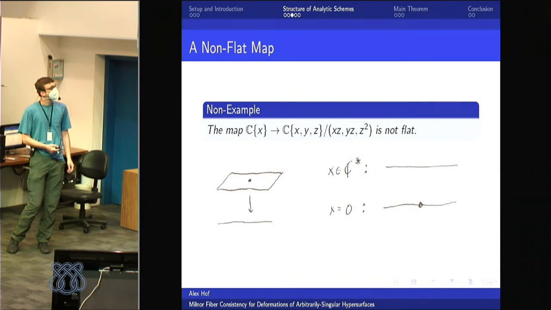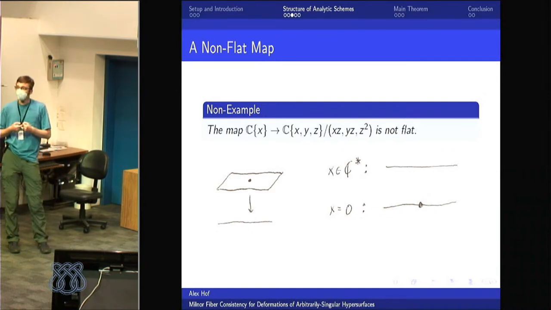And so this is saying that our fiber over the origin is a line with this fat point on it, and this fiber not over the origin is just this line. And so even though the fibers are set theoretically the same, there's an inconsistency here, because here we have this bit of fuzz and here we don't. So this is a map that is not flat.